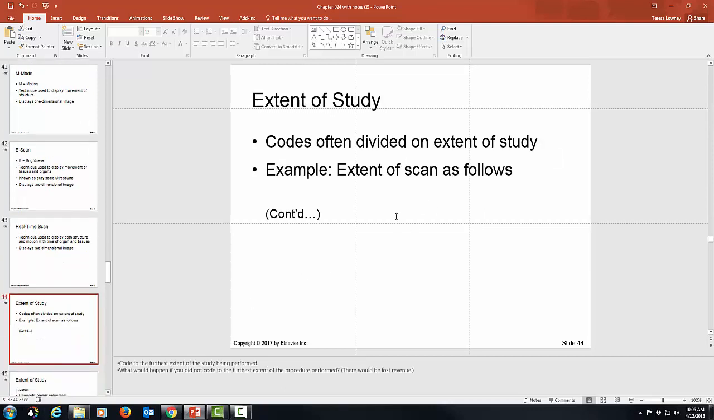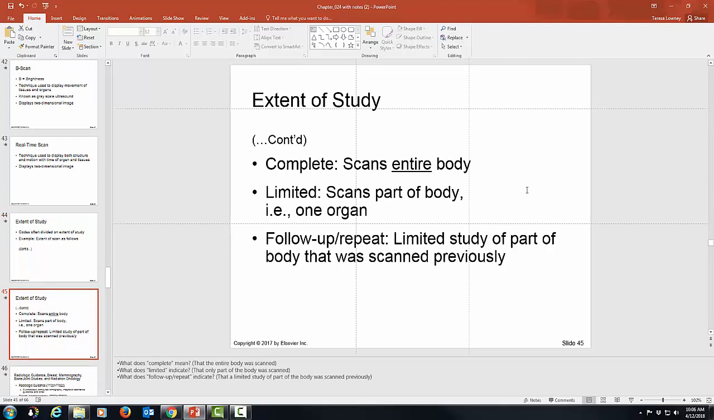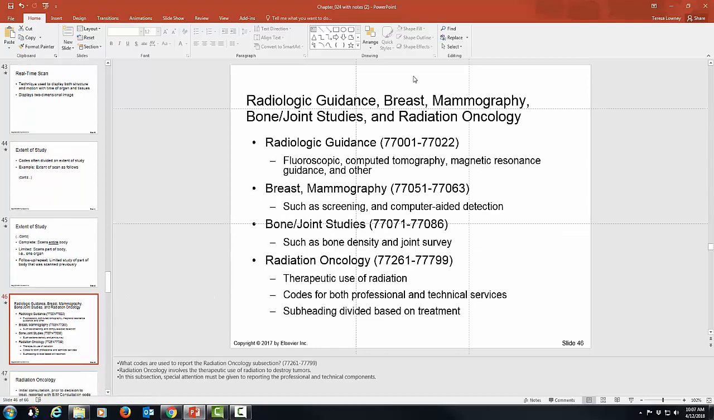The extent of the study often determines your code. Just as with all of your colonoscopies, the extent of the study determined the codes, this is the same. So what would happen if you didn't code the furthest extension? You would have lost revenue, so you want to make sure you do that. A complete scan scans the entire body. A limited scan just scans one organ, and a follow-up or repeat scan is a limited study of the body that was scanned previously. So you need to make sure that you're reading those words very carefully.